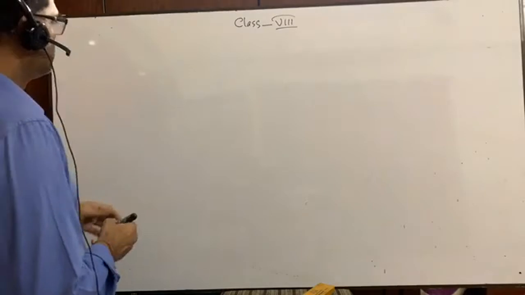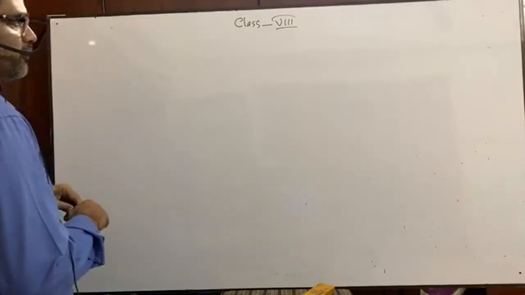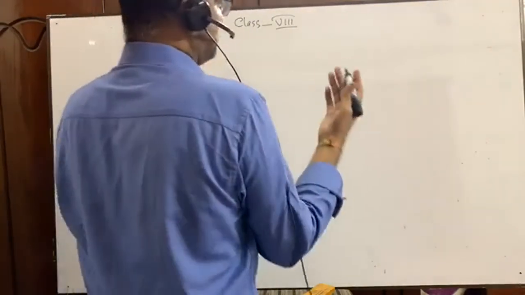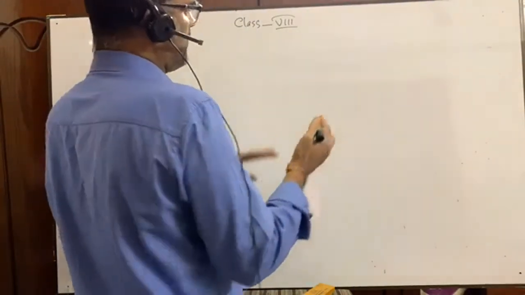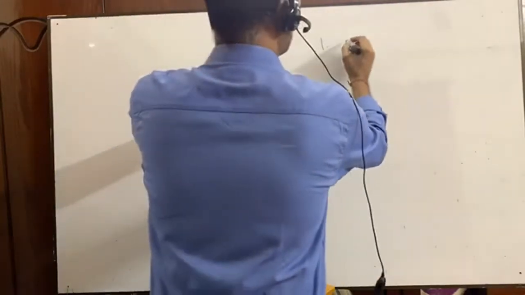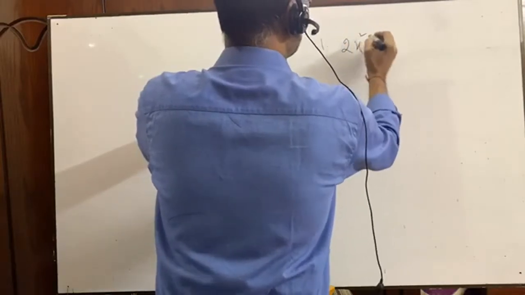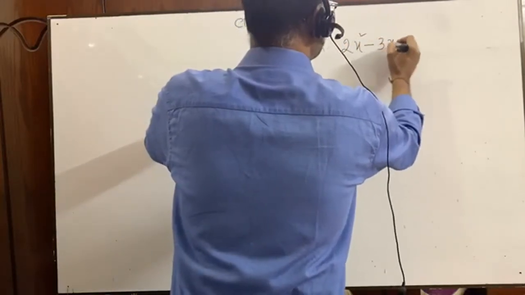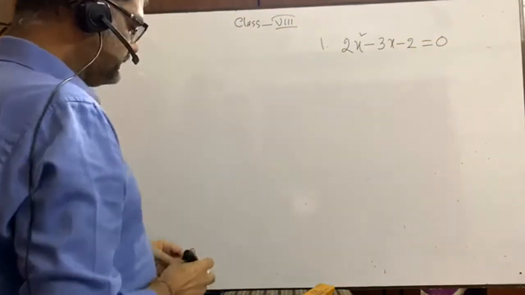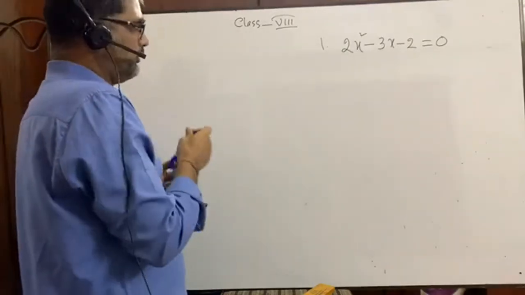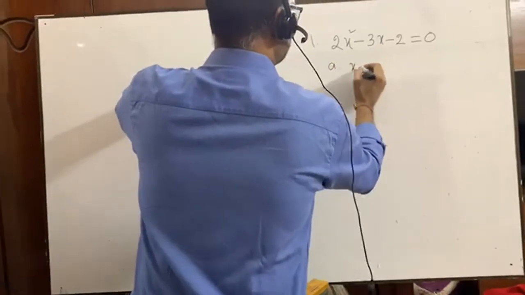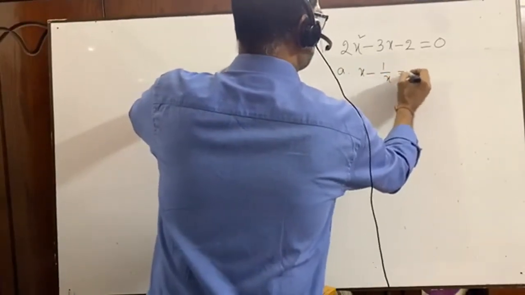Suppose you are given a math like this. I am writing the math here. At first I start from algebra. Number 1: 2x square minus 3x minus 2 equals 0. This is given. Now you have to find: A, x minus 1 by x equals what?